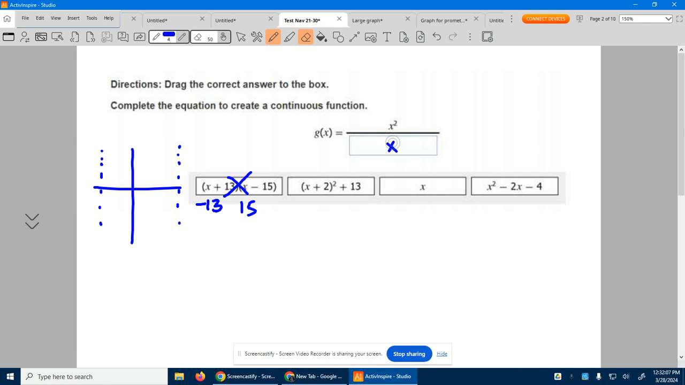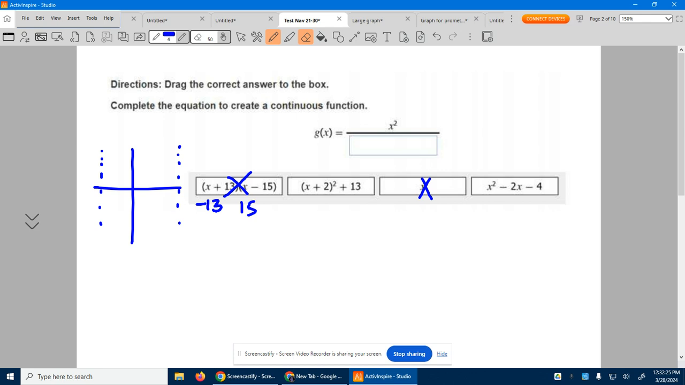If I put x in there, well, x can't be zero. Technically, it would divide out and just be the graph of x, a straight line, but it would be undefined at zero. x couldn't be zero here because you can't have a zero in the denominator. So I know he's out. So it's between these two.